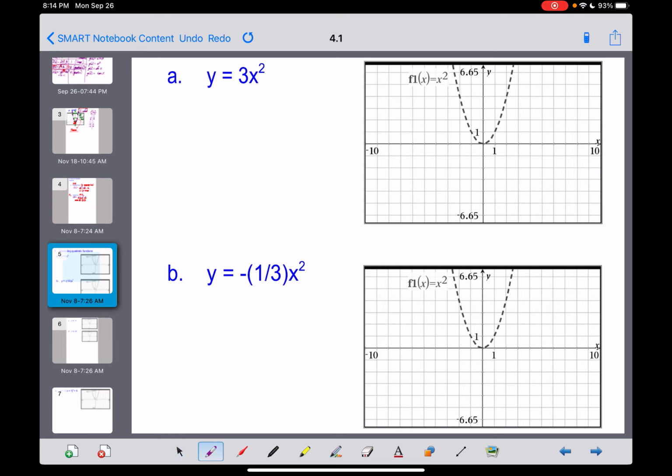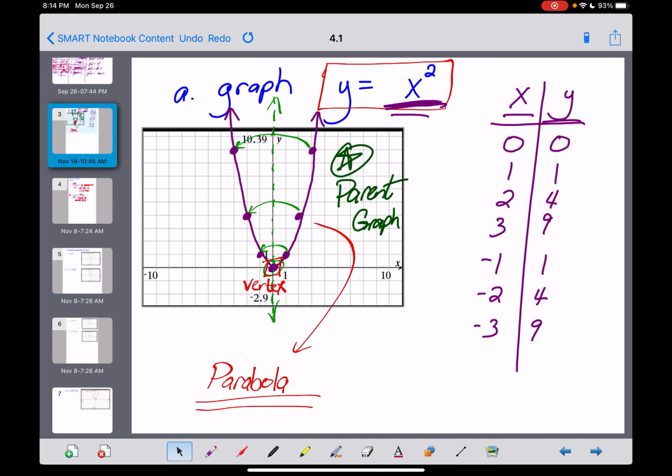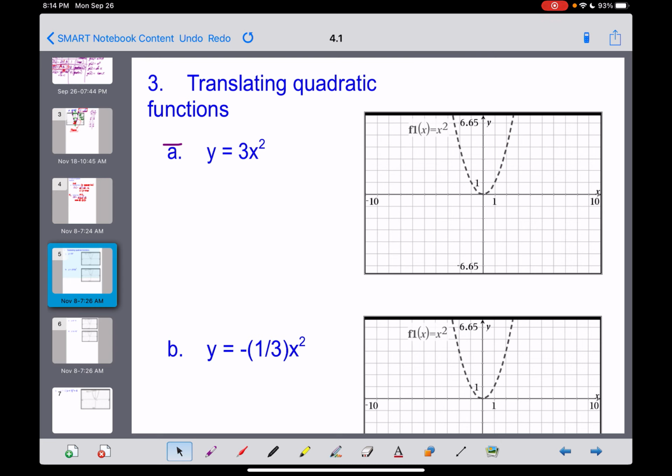Let's take a look at our first example here. So we did our parent graph of y equals x squared a few slides ago. It looked something like this, and we said that every parabola we're going to graph is going to be built off of that one. And what I'm hoping we're going to find is that all of the things that we talked about back in chapter 2 about translating functions are going to apply here. So what's going on here, guys?